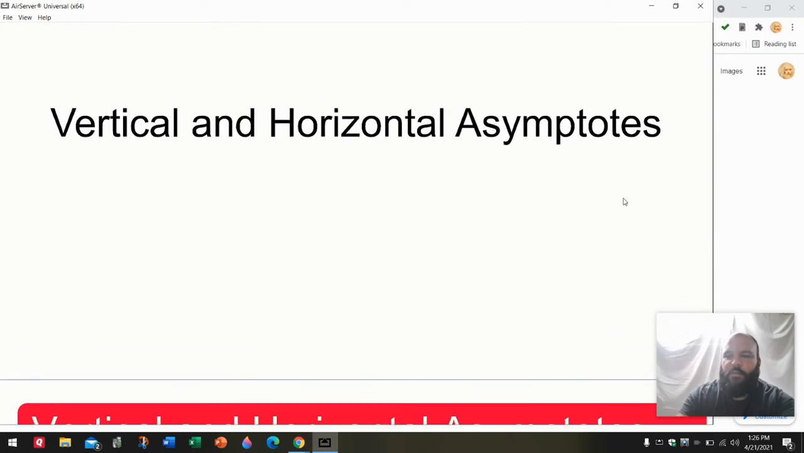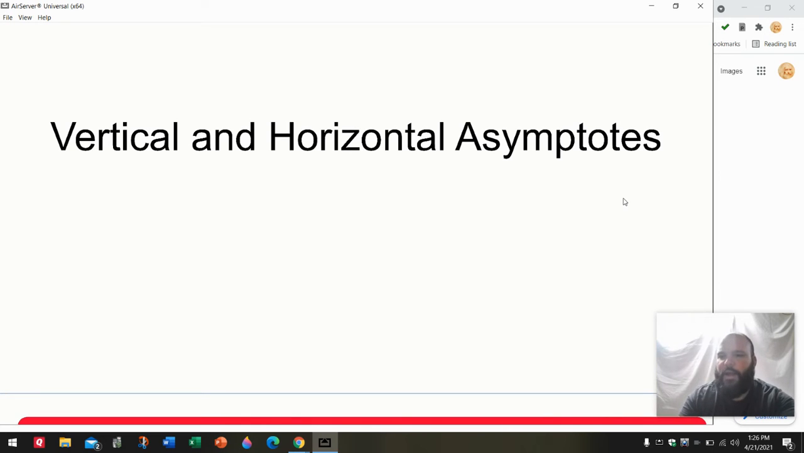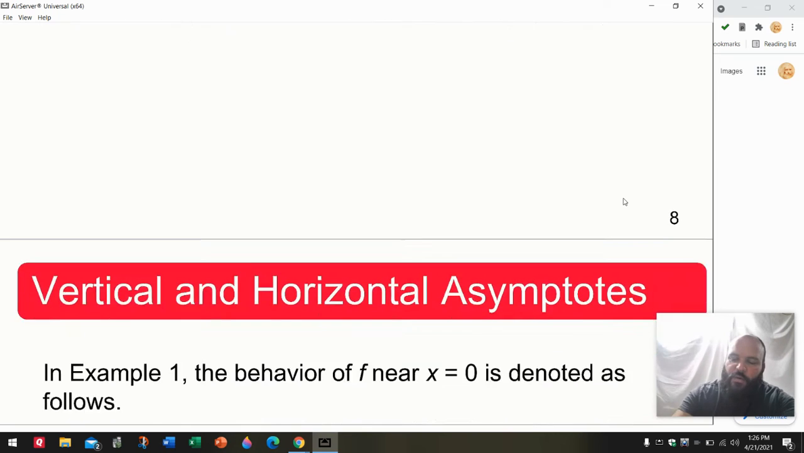Now, you heard me use that word asymptote, and we've kicked it around a little bit. I've shown you some examples throughout the school year of what an asymptote is, but now we're going to specifically talk about them and why they happen and how to find where they will be located within a graph.